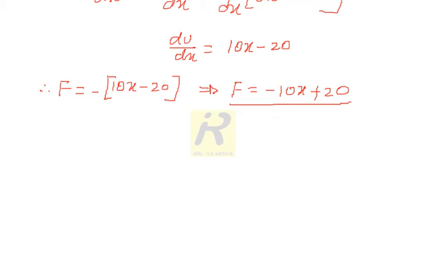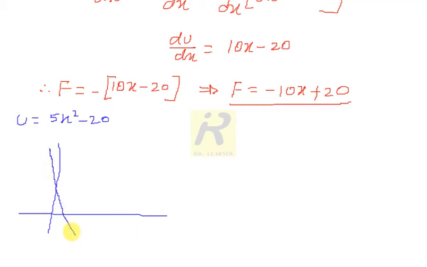Definitely by observing the equation for U, which is simply 5x square minus 20x, I can hope that the graph of U versus x may come like this. This is how I may get the U function, U equals 5x square minus 20x. And here we are having the value of x along this direction.